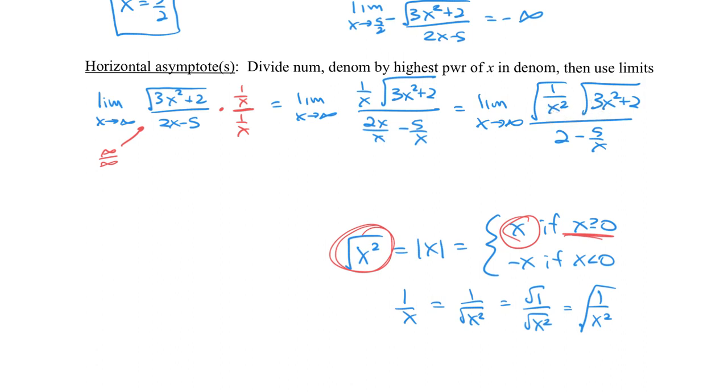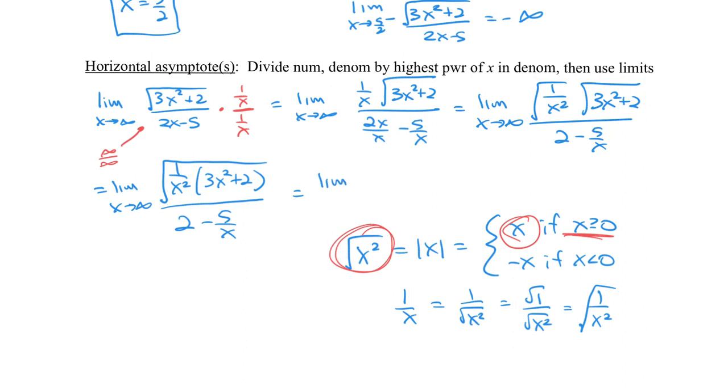So we could write this as the limit as x approaches infinity, and then we'll have 1 over x squared times 3x squared plus 2. And you could do that in one step if you wanted to. I'm just trying to make everything really clear, so I'm going to keep it like this, and now I'll distribute this through. So this would give us the limit as x approaches infinity of 3x squared over x squared plus 2 over x squared under the radical. On the bottom we get 2 minus 5 over x.